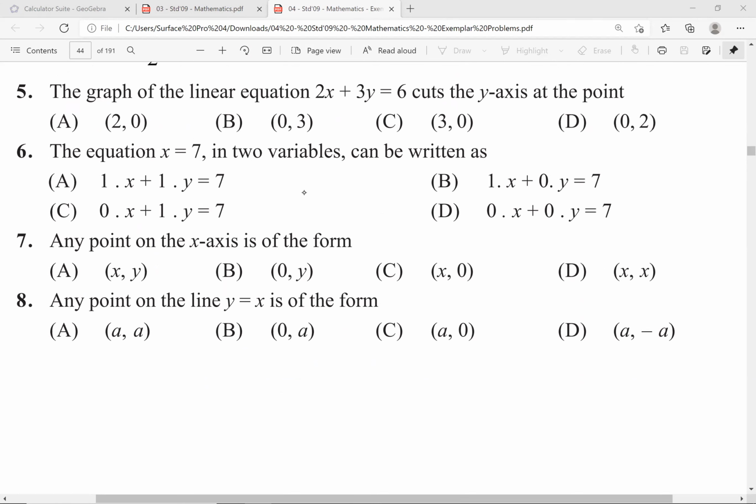Now, the thing that we were talking about, the shortcut, so now let's take a look at it again. Okay, so 2x plus 3y is equal to 6. And we want to know where it is crossing the graph on the y-axis. On the y-axis. So can you tell me, if you have any point on the y-axis, which coordinate of that point will be 0?